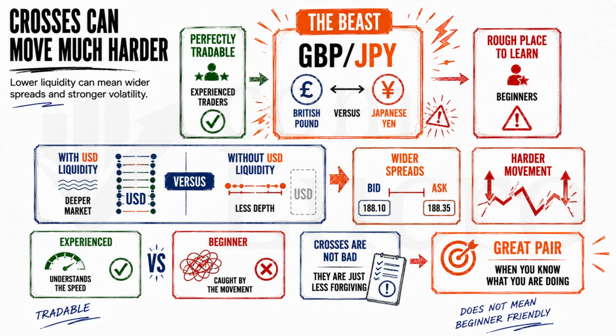Crosses are perfectly tradable, and plenty of experienced traders love them, but be honest with yourself about what they are. With the dollar's deep liquidity taken out, they usually carry wider spreads, and they can move a lot harder. GBP JPY is famous for exactly this. It can swing so violently that traders have nicknamed it the Beast. It's a great pair once you know what you're doing, and a rough place to learn when you don't.